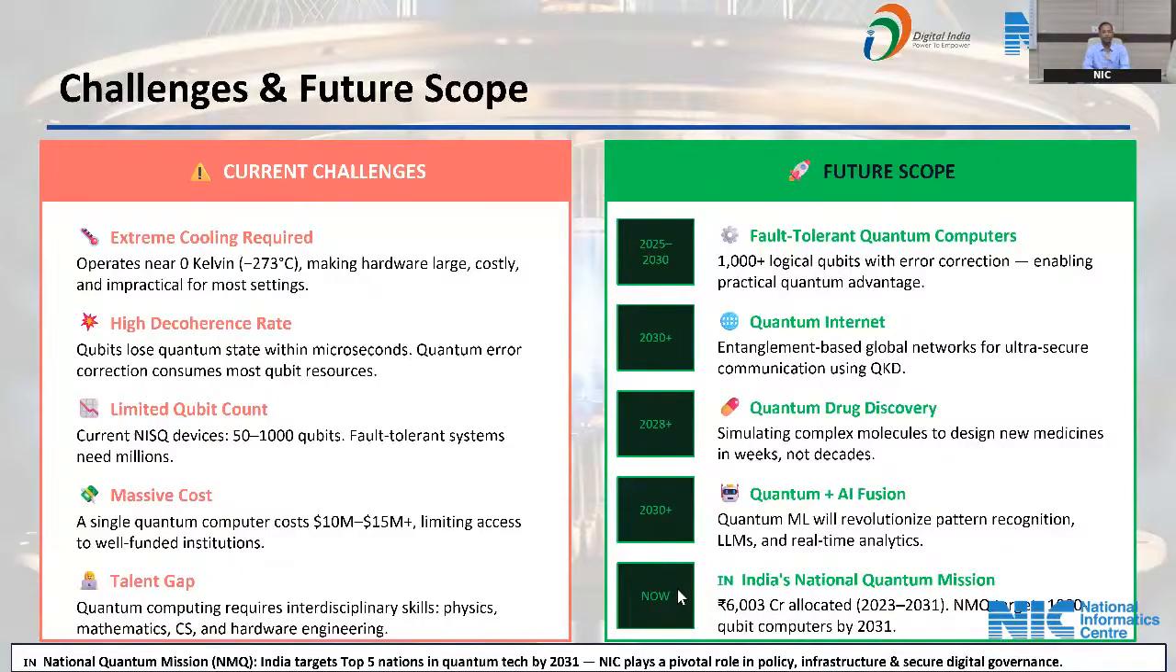But with Qiskit and other Cirq frameworks, all our NIC colleagues can start building some basic circuits. I would like to mention here that in India, the Government of India has set up the National Quantum Mission, NQM, and the nodal ministry is the Department of Science and Technology. India has set the target that by 2031, India will be placed in the top 5 nations in quantum technology. NIC can play a pivotal role in policy, infrastructure, and secure digital governance. The budget allocated for these 5 years is 6,003 crore.